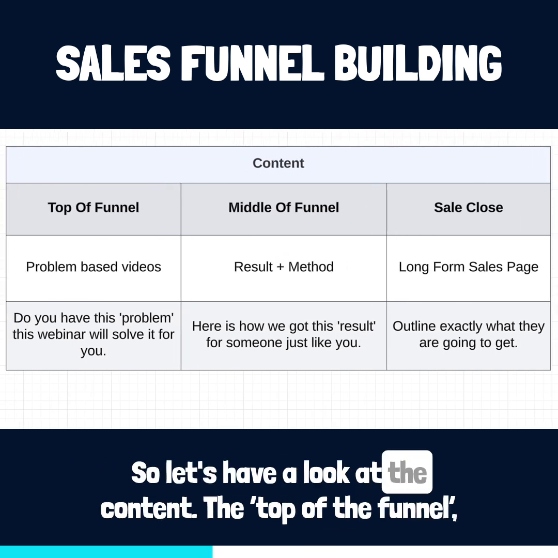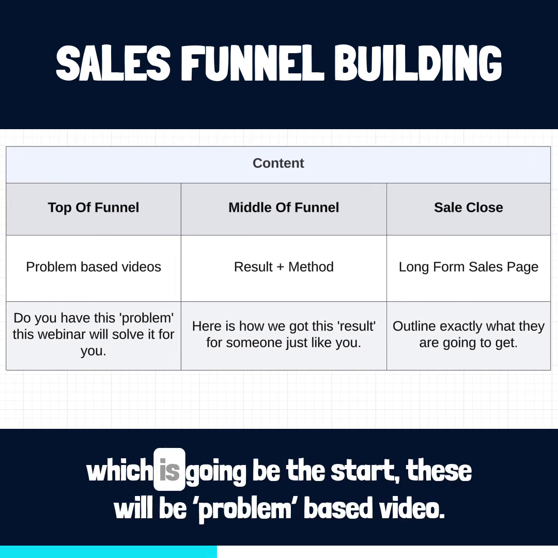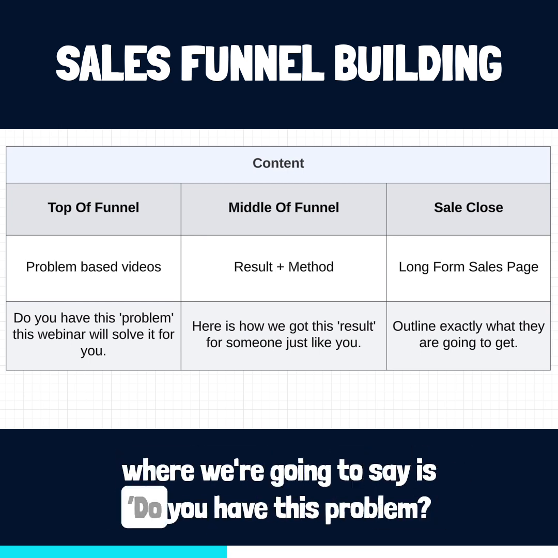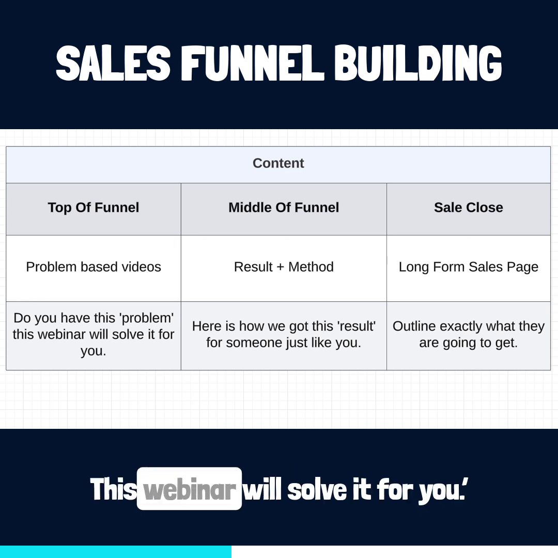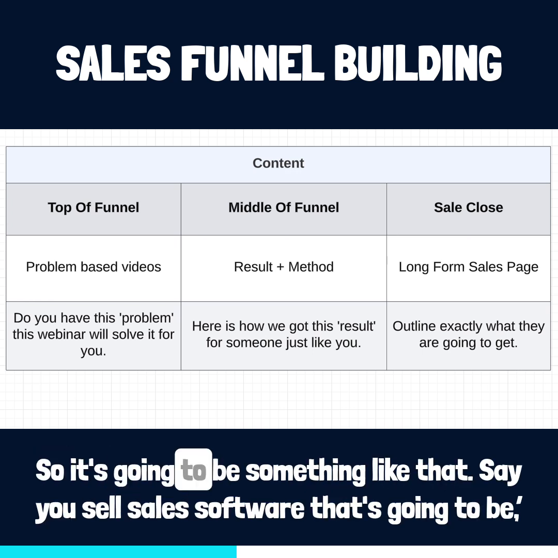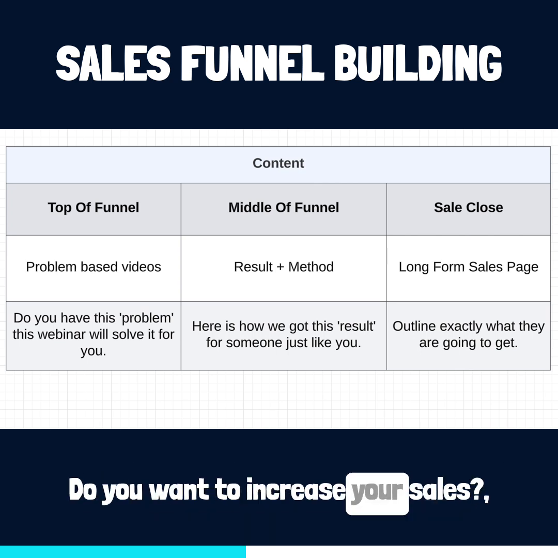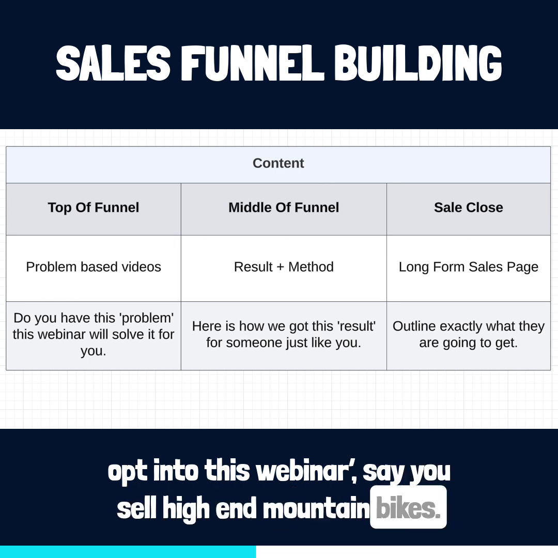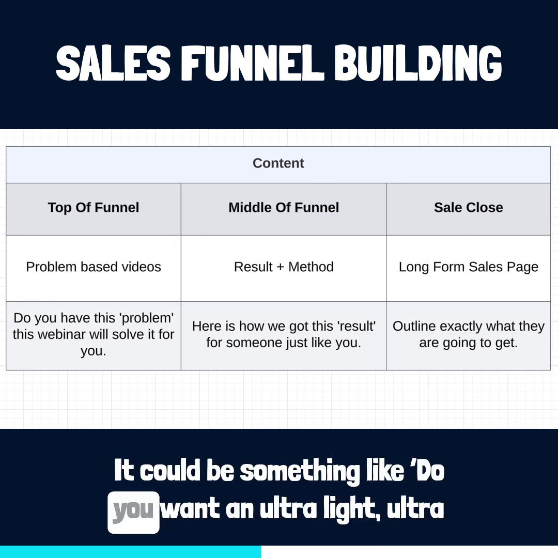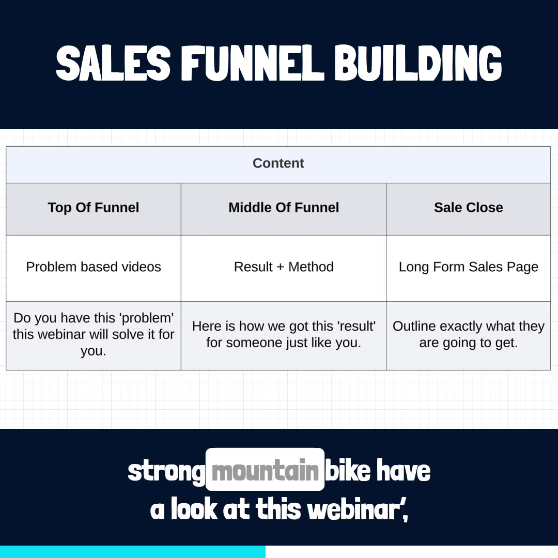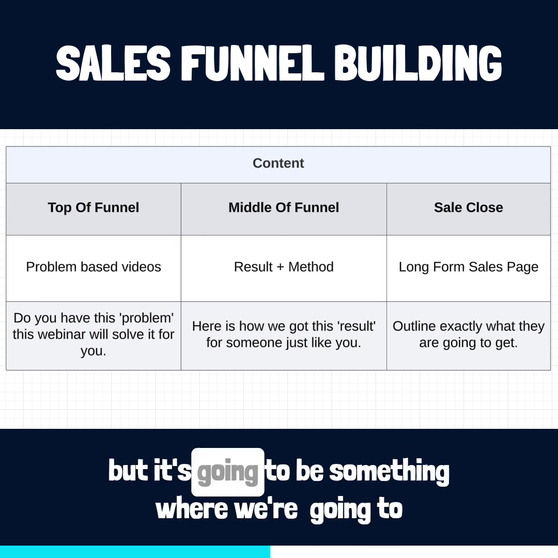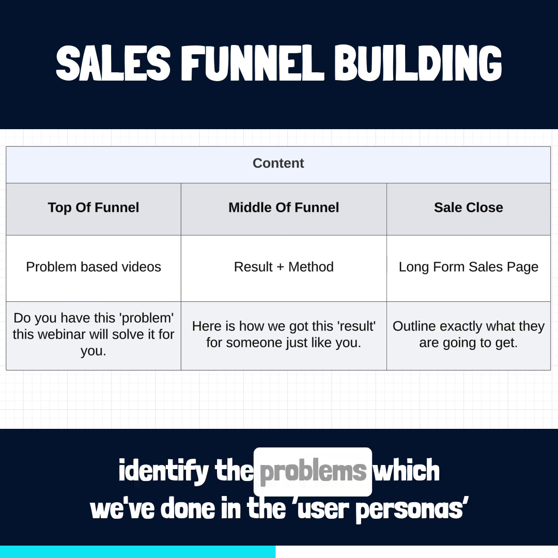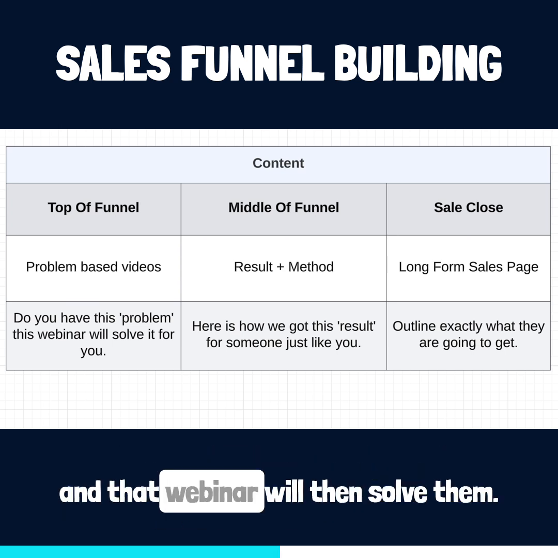So let's have a look at the content. The top of the funnel, which is going to be the start, these will be problem-based videos, where we're going to say, do you have this problem? This webinar will solve it for you. So it's going to be structured something like that. Say you sell sales software, it's going to be, do you want to increase your sales? Opt into this webinar. Say you sell high-end mountain bikes. It could be something like, do you want an ultra light, ultra strong mountain bike? Have a look at this webinar. But it's going to be something where we identify the problems which we've done in the user personas, and that webinar will then solve them.